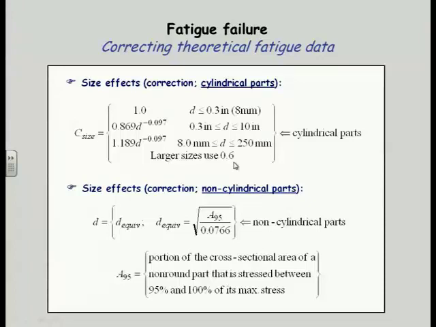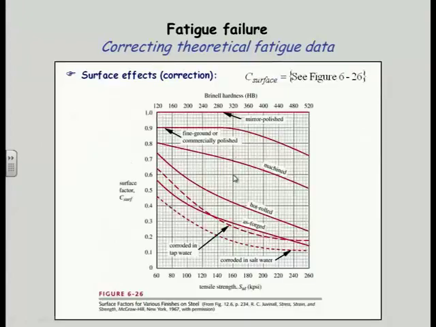Getting an equivalent diameter, you have to figure out what the A95 area is. That's not too hard to do. Divide that by that factor and take the square root, and you have an effective diameter, which you can then plug into this formula up here to get a C-size factor. Okay? Are you starting to understand why there are no exact answers in engineering? We are happy to get an answer to this within a few percent. That's really good. 10% on a bad day, I'll take.